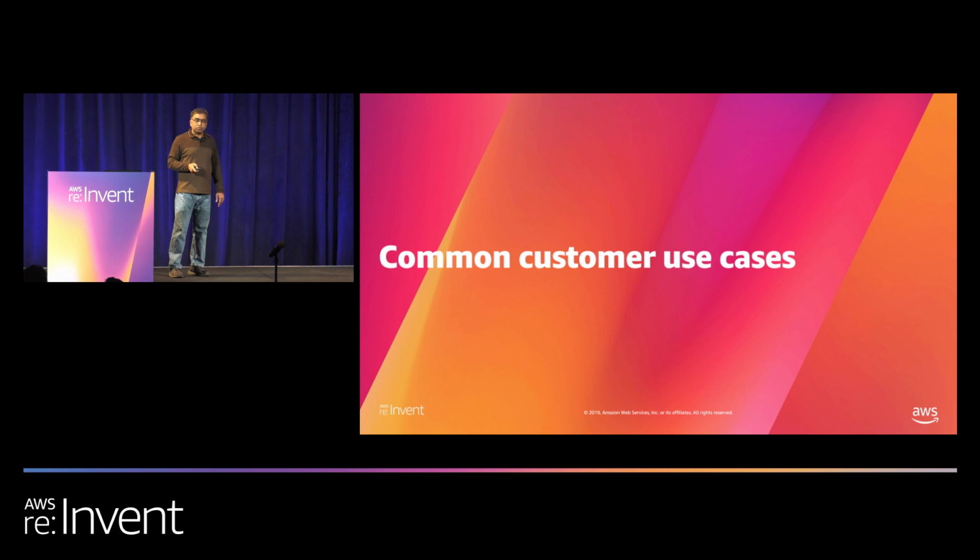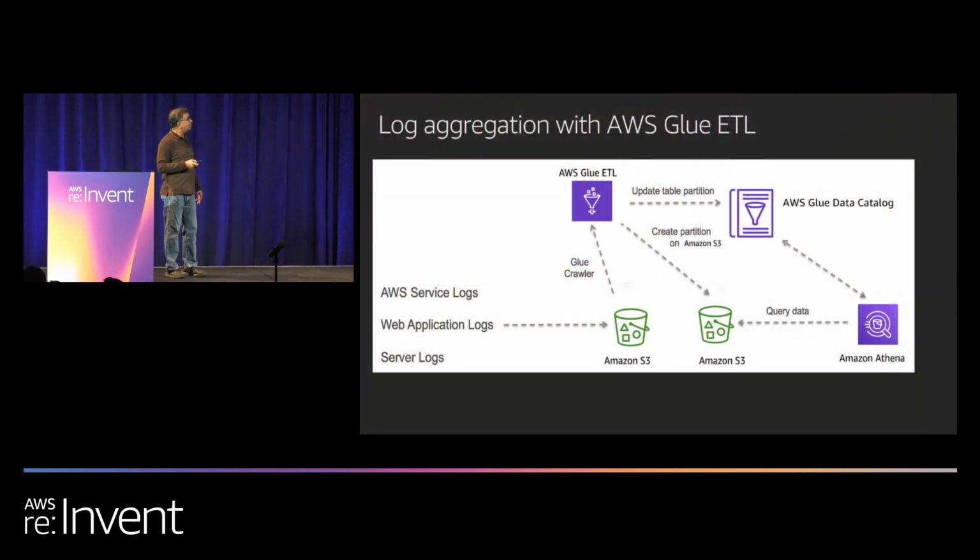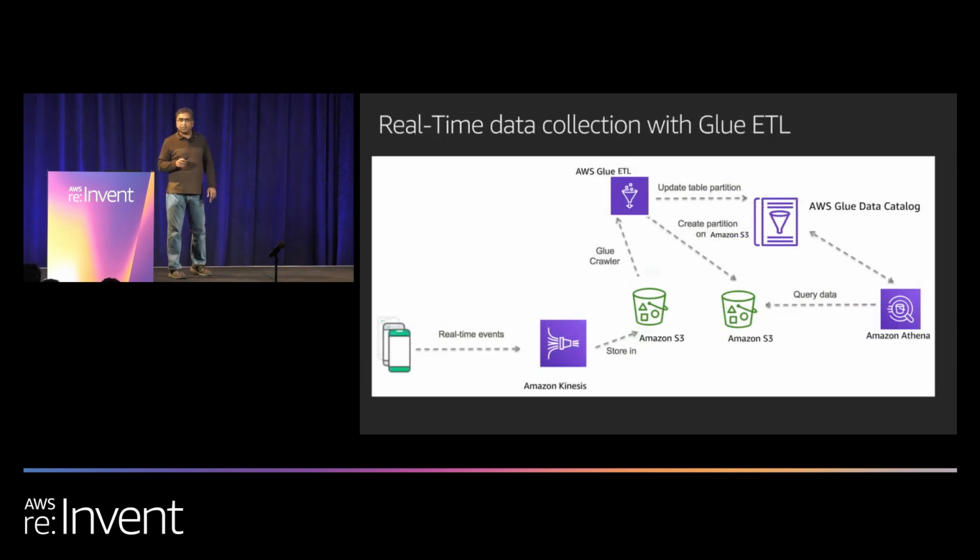Let me quickly walk you through three customer use cases. The first one is log aggregation with AWS Glue ETL. Here we are getting log files from source systems, and agents running on the source system push the log files into an Amazon S3 bucket. A Glue crawler will crawl the source data and catalog the schema. Once that is done, an ETL job will transform the source data into a destination format. And you can run a query in Athena to get insights from the destination system.